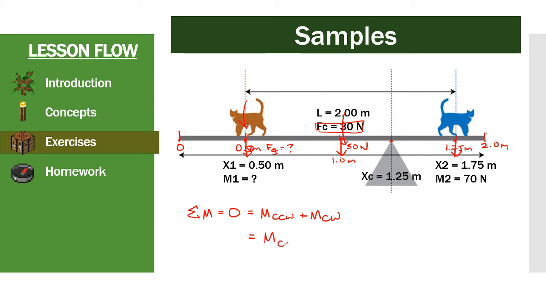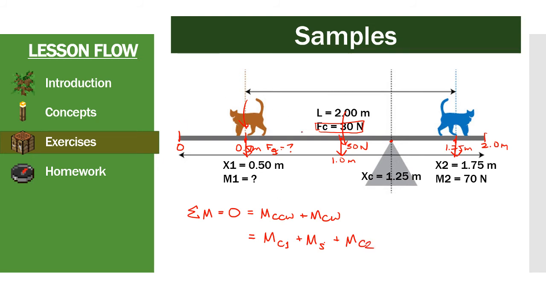So we have to say that the moment of cat 1 plus the moment of the seesaw are the counterclockwise moments. Now, how about the clockwise moments? That would be cat number 2. And what are their moments equal to?